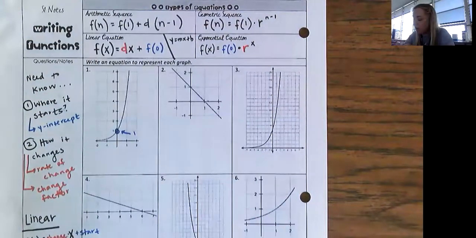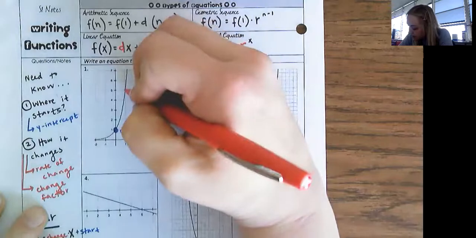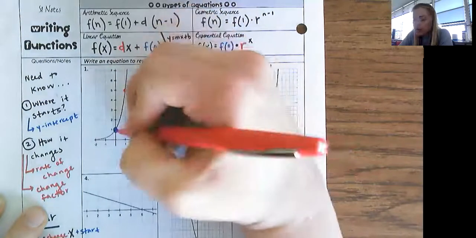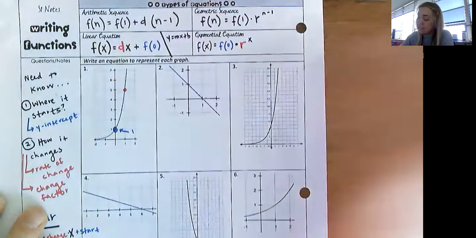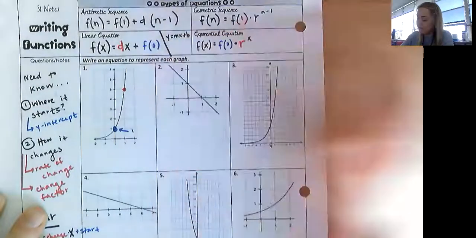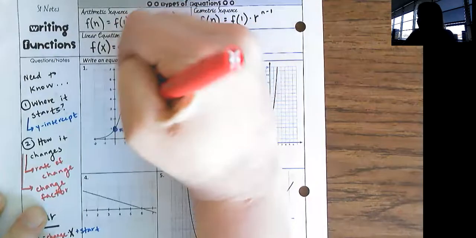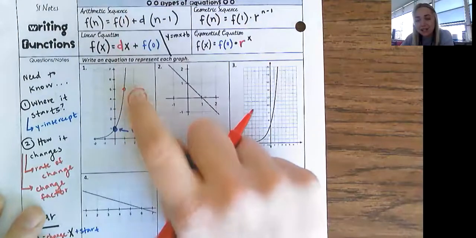Well, it goes from 1 all the way up here to 5. So how do I go from 1 to 5 with multiplication? Because clearly this is exponential. It's got a curved graph. Well, from 1 to 5 with multiplication, I need to multiply by 5. And if it's on the right side, that is your change factor.